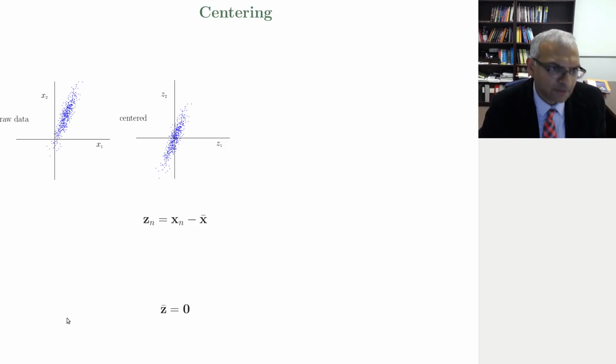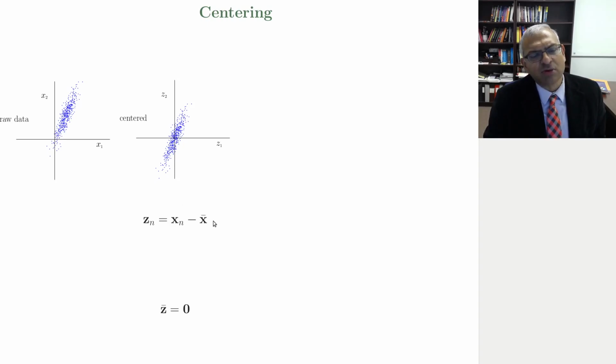The first is centering. So imagine that your raw data x, I'm just showing two dimensions, x1 and x2, and I'm showing the blue dots. Centering, very simple. Shift the data so that the center of the data aligns with the origin. I'm showing on the right what the centered data would look like. You just shift every data point. So zn is just the corresponding xn minus the average data point. Very easy to implement.